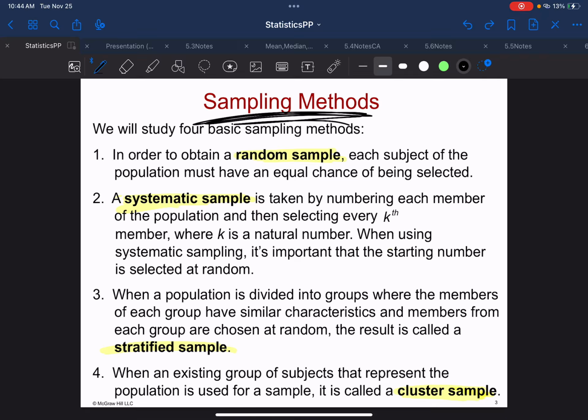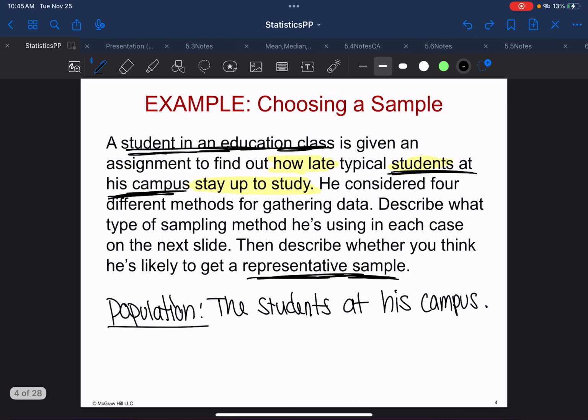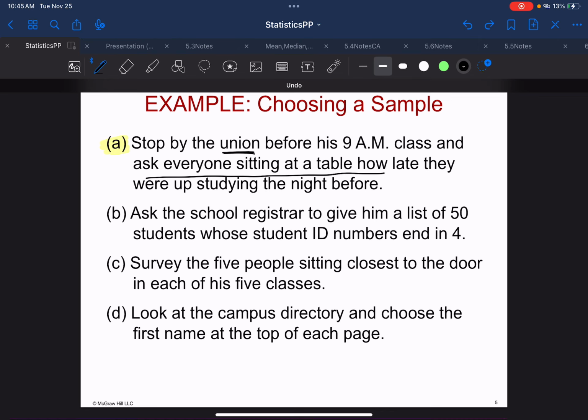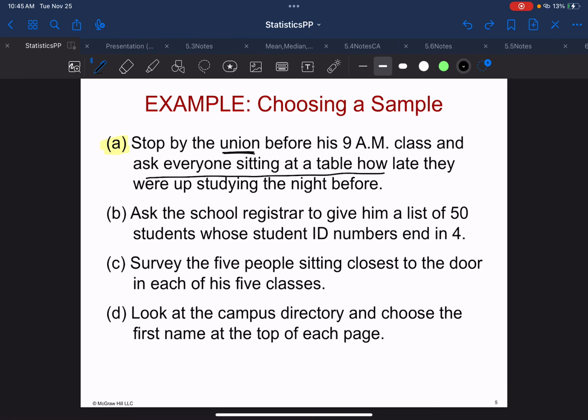3 is when a population is divided into subgroups where the members of each group have similar characteristics and members from each group are chosen at random. Well, he didn't divide the population into groups. He just went into one building and picked a table. And then 4 is when an existing group of subjects that represents the population is used for a sample. So this would actually be this type of method, cluster sample, because it's just an existing group of subjects that represents the population. They're an existing group because they're just grouped together in that union building and sitting at the same table.